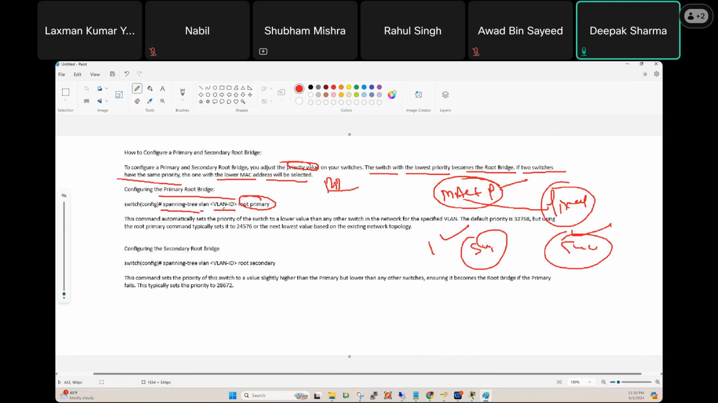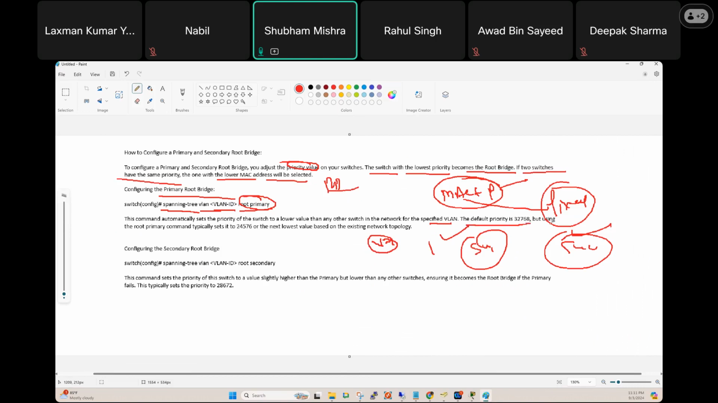The command is spanning-tree VLAN, then the VLAN ID, then root primary. When you write this command, it automatically sets the priority of the switch to a lower value than other switches in the network for the specified VLAN. For VLAN 1, the switch checks all the switches present in VLAN 1 and chooses a lower priority value than all of them. By default, priority is 32768.